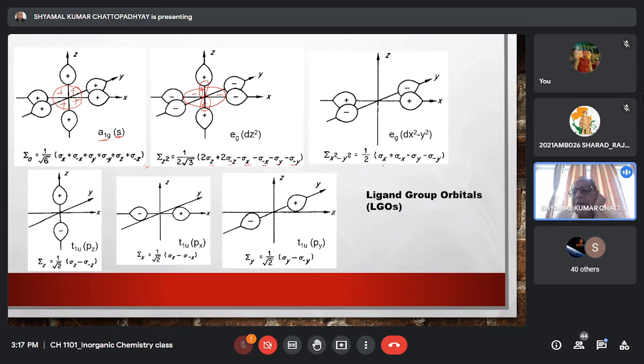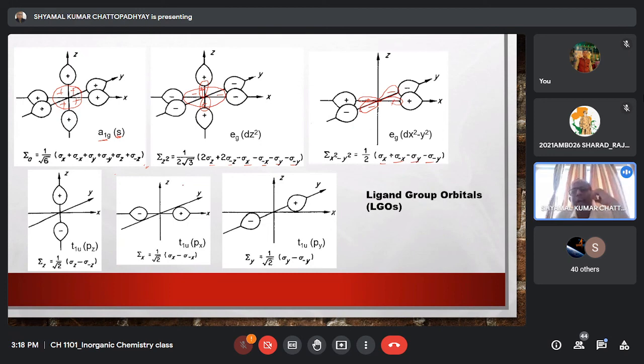Similarly, the next combination is sigma x plus sigma minus. In the x direction, both positive and negative, it has positive sign, and in the y direction it has the same magnitude but negative sign. So plus x, minus x, plus y, minus y have opposite sign, and so this is suitable. This is more like the dx square minus y square orbital, right? So for dx square minus y square, this part is positive, this part is negative.